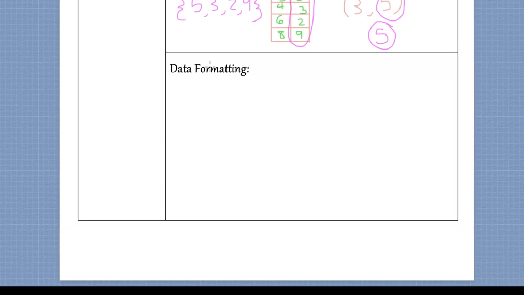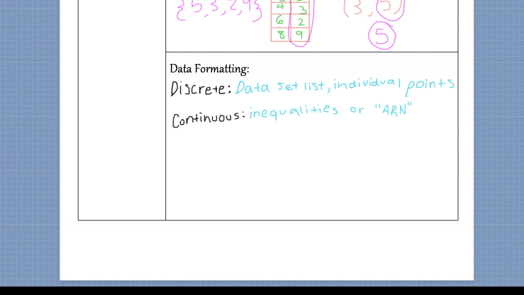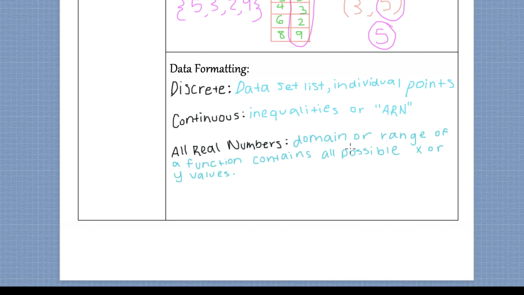So the way you would format domain and range when you're trying to find it is through discrete and continuous. And so we talked about discrete and continuous functions last week. And so for discrete data, the domain will be written as a data set list, or as individual points. Continuous data, however, would be written as inequalities, or ARN, which stands for all real numbers. ARN is used when the domain or range of a function contains all possible x or y values.